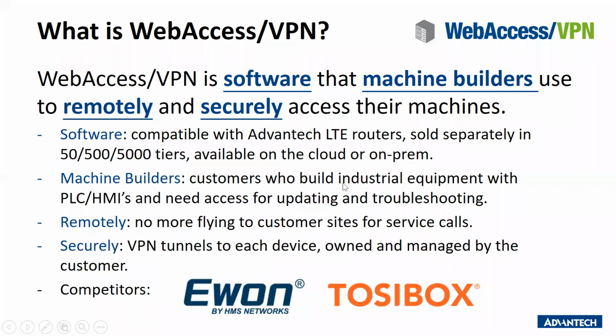The ideal target here is people who are building industrial equipment and they need access to that industrial equipment remotely. Remotely means remotely, no more flying around. You'd be surprised, and maybe some of you have done this, visiting remote sites because the connection's down, or I want to update the PLC and I need to go there to install the update. And then securely, so this does establish a VPN connection. There's a couple competitors. Let's focus on EWAN.